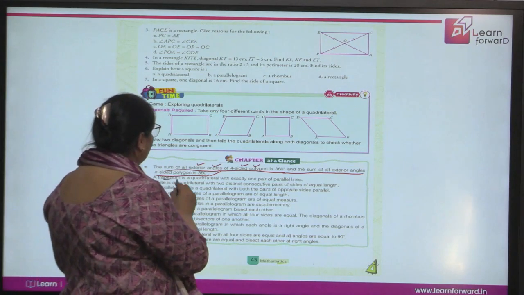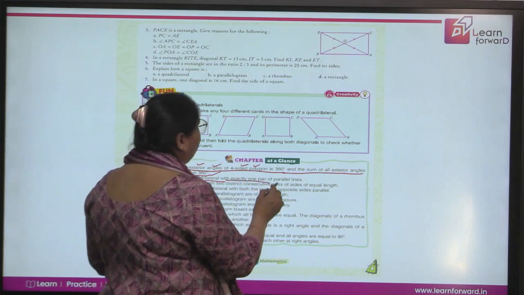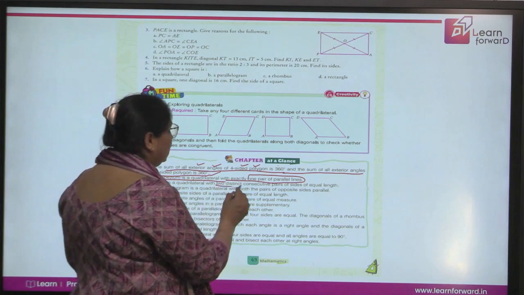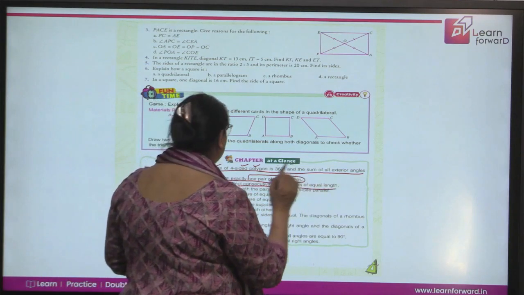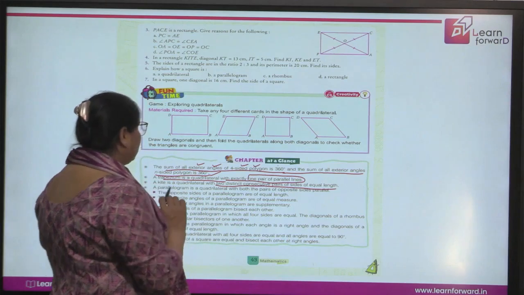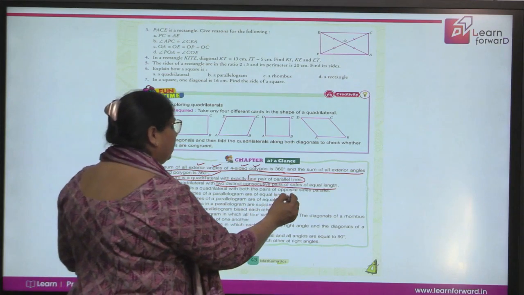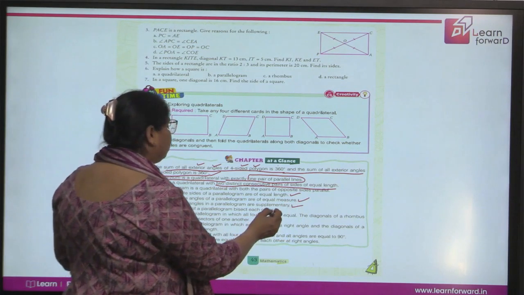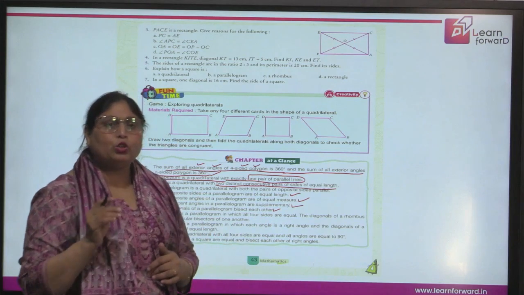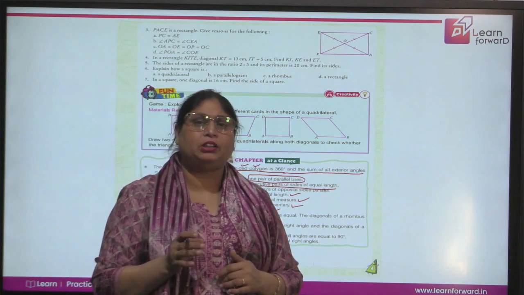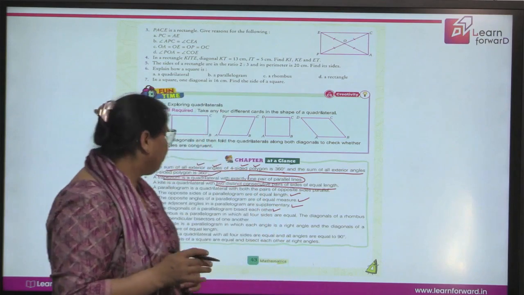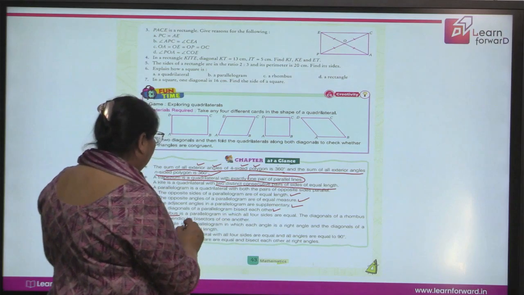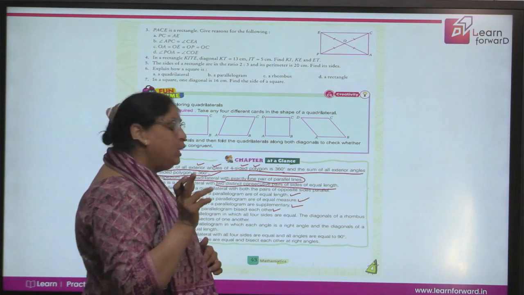A trapezium is a quadrilateral with one pair of sides parallel. A kite is a quadrilateral in which two distinct pairs of consecutive sides are equal in length. Now these are the properties of a parallelogram: opposite sides equal, opposite angles equal, adjacent angles supplementary, diagonals bisect each other. Although the diagonals of a parallelogram bisect each other, they do not bisect at 90 degrees. The diagonals bisect each other at 90 degrees in a rhombus and a square.